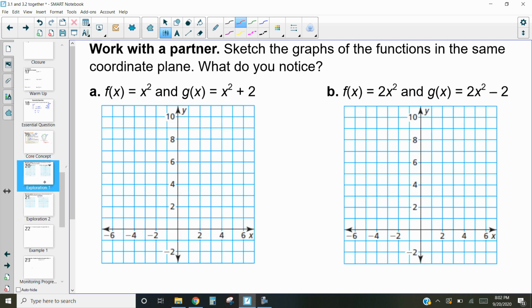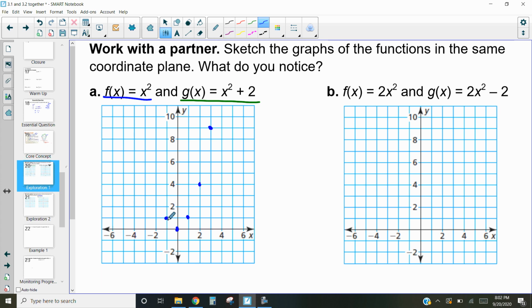So let's take a look and graph these all together. I want to sketch these graphs and see what we notice. So in this first case, I'm going to be graphing f of x equals x squared and g of x equals x squared plus 2. So I'm just going to graph these and plug these numbers in. So I'm going to start at x equals 0. 0 squared is 0. 1 squared is 1. 2 squared is 4. 3 squared is 9. 4 squared is 16. That goes off my graph.